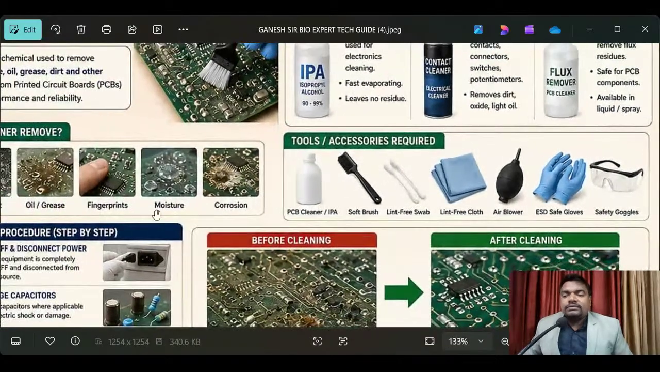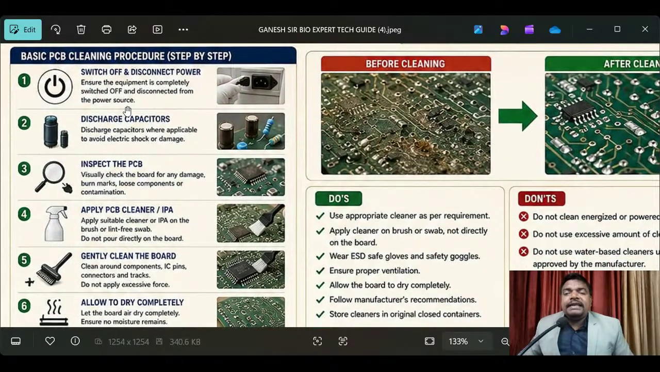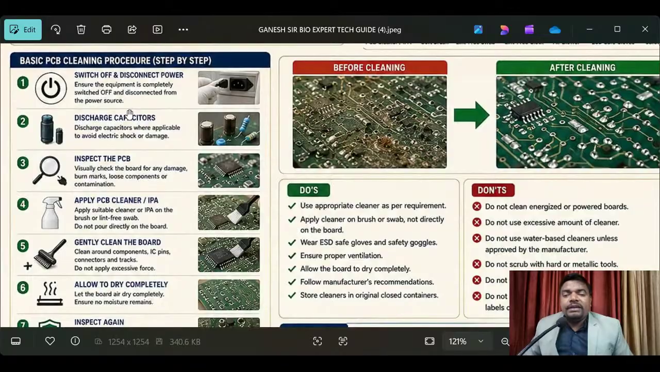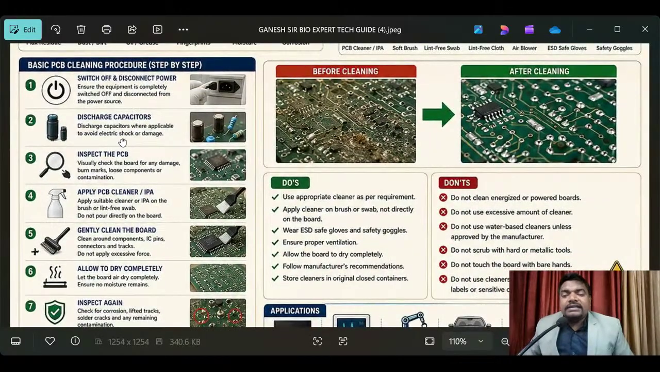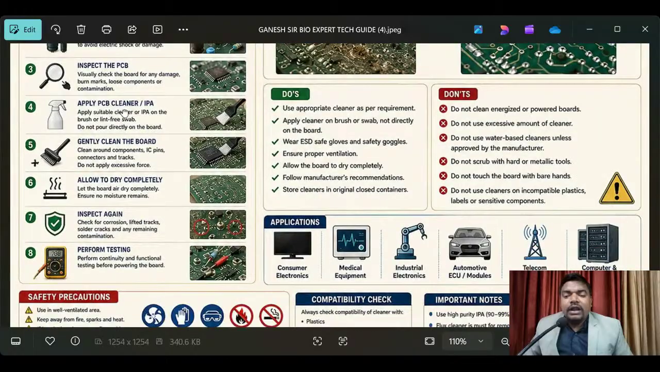Okay, right. Come on. Next point. Basic PCB cleaning procedure. See here. This is the very, very important point I'm going to say. And these are the things service time. They are very, very important. Okay. Total 8 points are there.